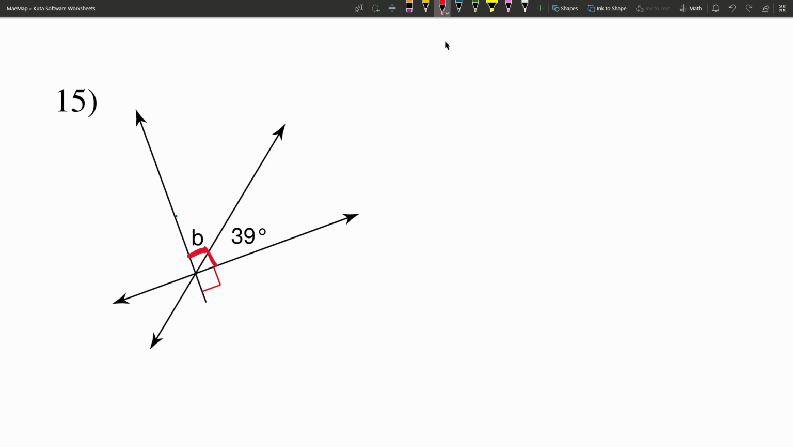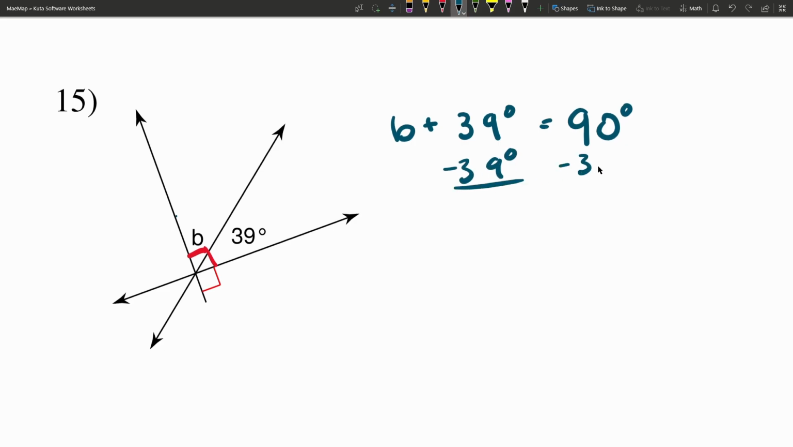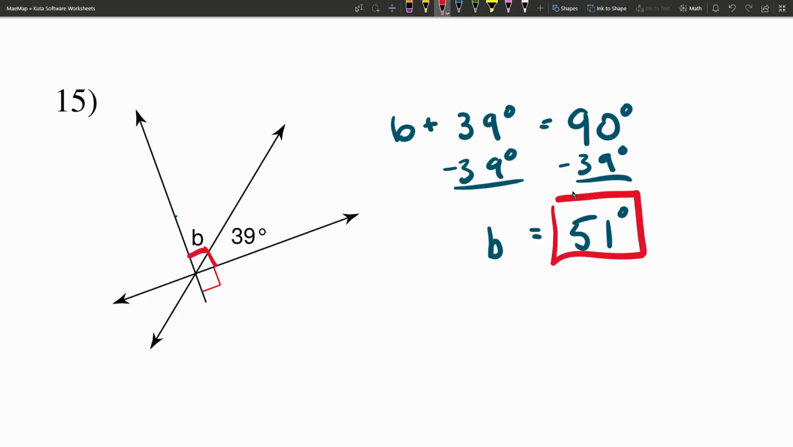So we're going to take B, add that with 39 degrees, and that's going to be a total of 90 degrees. So in order to solve for B, we just have to subtract 39 degrees from 90 degrees. So B is going to be equal to 51 degrees. 51 degrees is our solution in number 15.